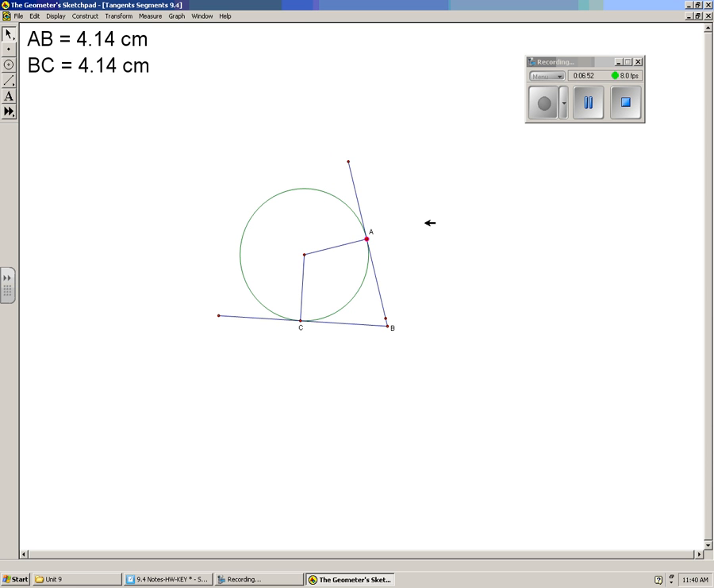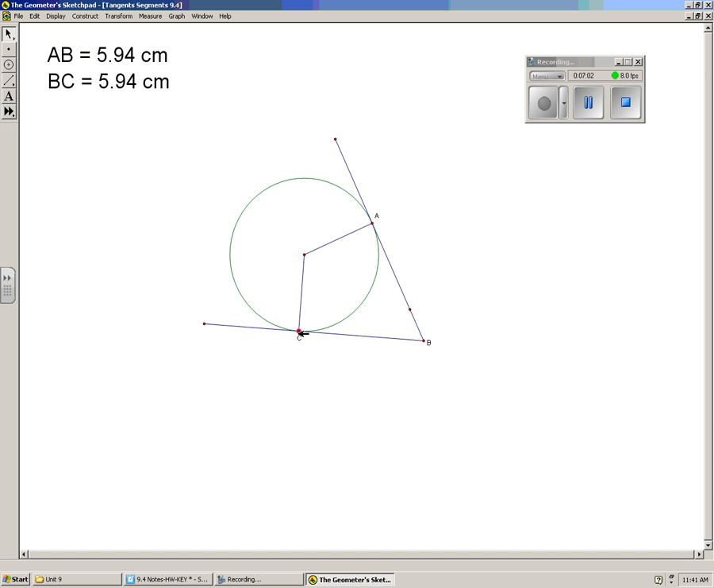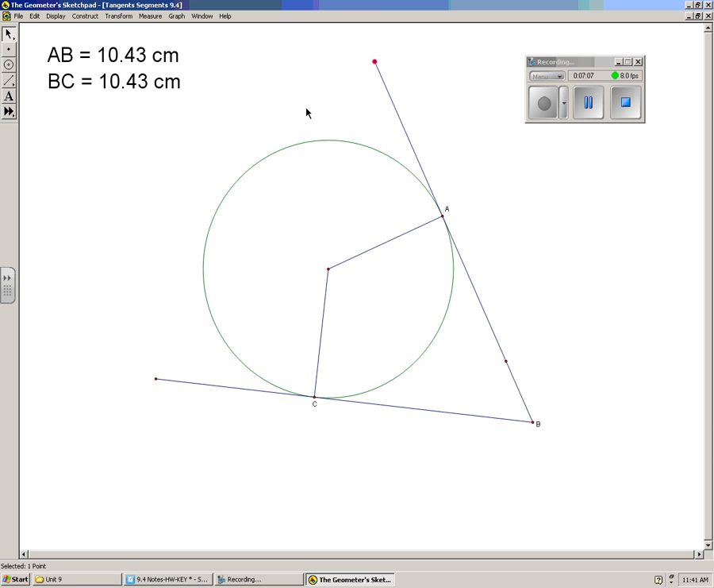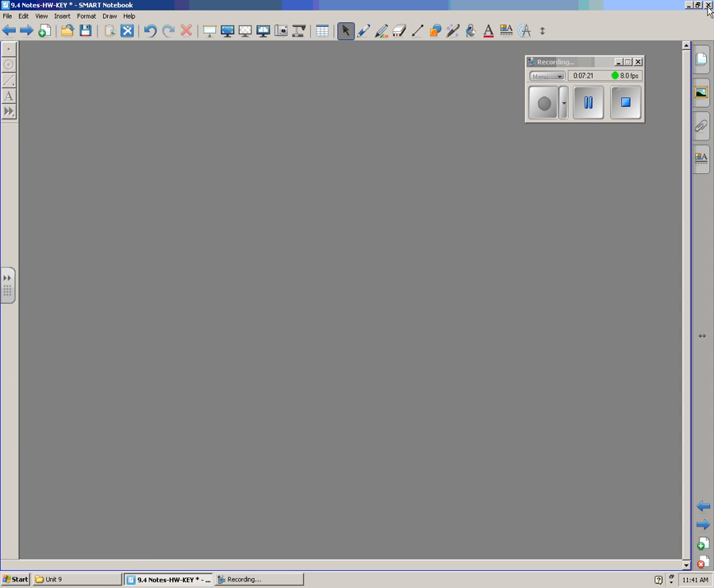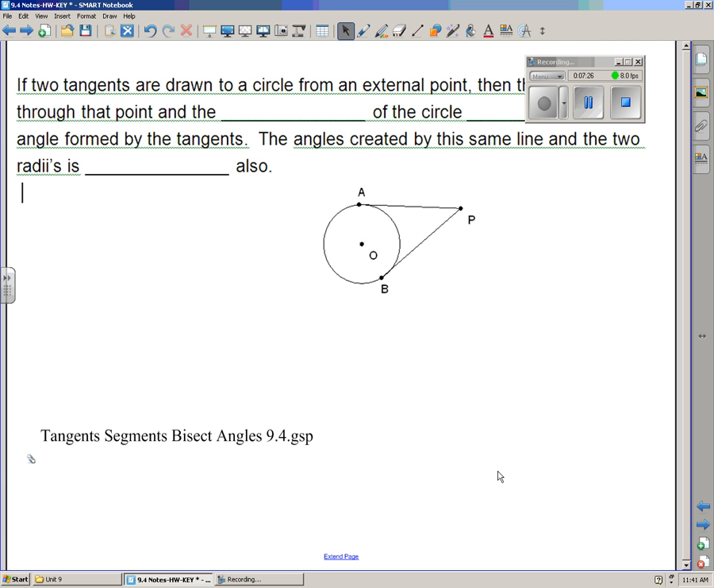There we go. So as I start moving these points around the circle, the points of tangency, my line segments still remain the same. So I start moving things out. If I start maybe moving this thing, make it bigger. So as long as you're coming from one point on the outside of the circle and your tangent lines, then those tangent lines have to be congruent. Okay? So AP and BP are congruent.